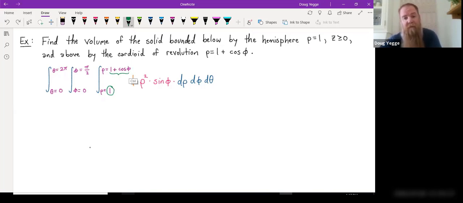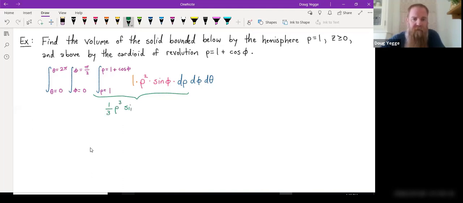So now I've set up the triple integral, and now it's just a matter of integrating. Just realize that these are acting just like x's, y's, and z's. We just have to integrate in a similar fashion. So the first thing we're doing is this first integral. Integrating with respect to rho gives me 1/3 rho cubed, because rho is the variable, and sine phi just follows along. Now we know we're integrating that from 1 to 1 plus cosine phi.